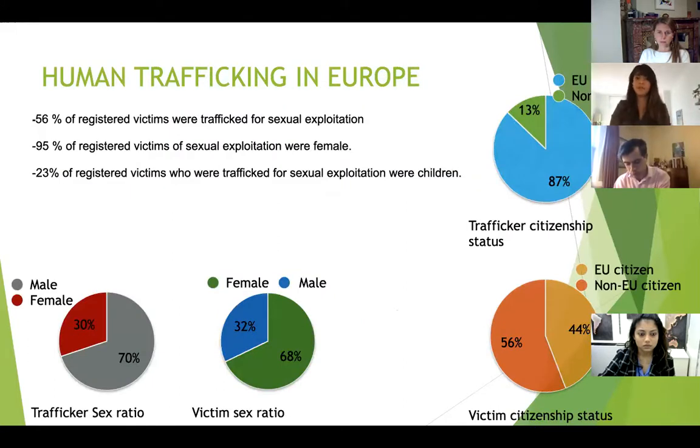If we look at Europe in particular, you can see the different types of demographics that it affects. 56% of the victims in Europe were used for sexual exploitation, which is a little different from worldwide statistics. If you look at the world, it's more labor trafficking than sex, but if you look at Europe, it's more sex than labor. It's very similar in the US as well, where most victims are used for sex trafficking and fewer for labor trafficking. If you look at the trafficker sex ratio, you notice that there are more males who are the perpetrators of trafficking, whereas the victims are mostly females.